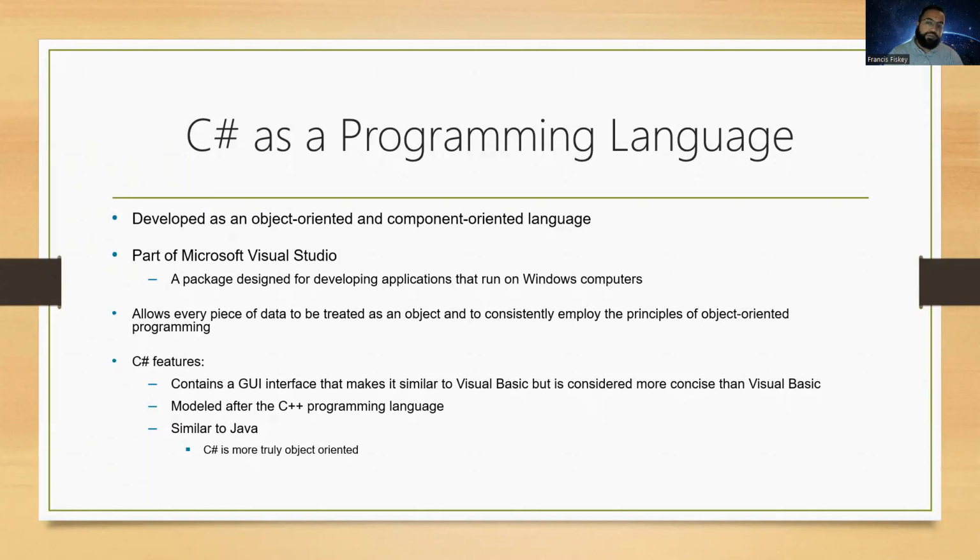So let's go a little deeper into C# as a programming language. It was developed as an object-oriented and component-oriented language. Very important. C# and Java were both developed almost at the same time, and it's part of the Microsoft Visual Studio package. Please understand that Microsoft Visual Studio is the primary interactive development environment for C#.